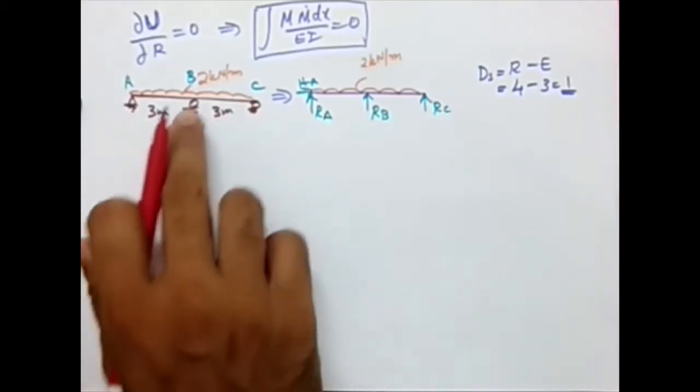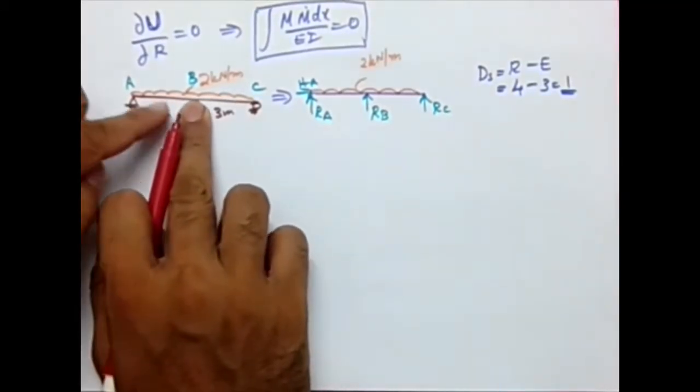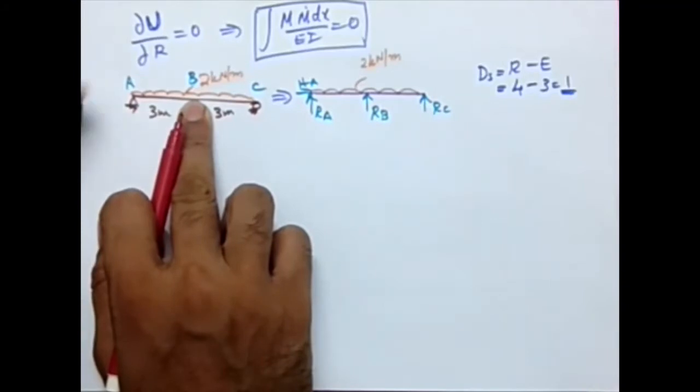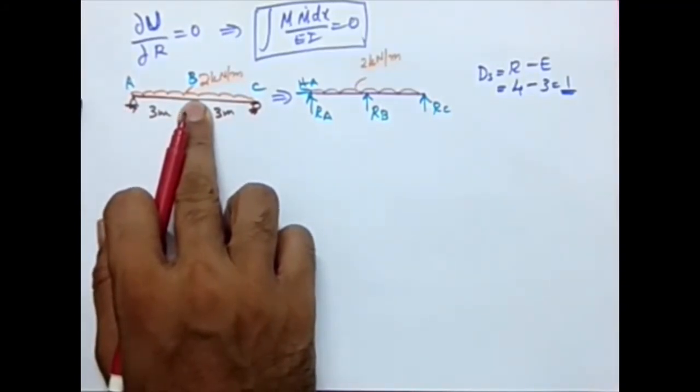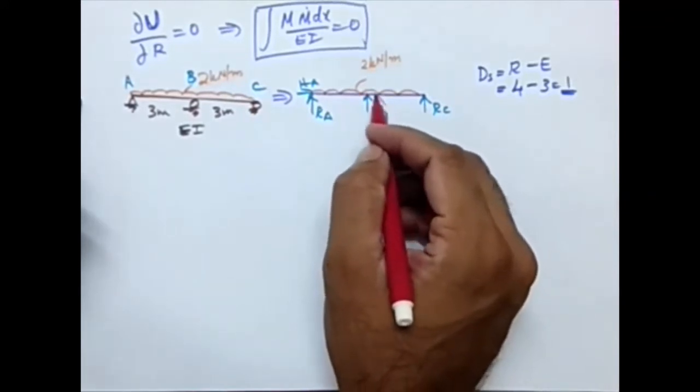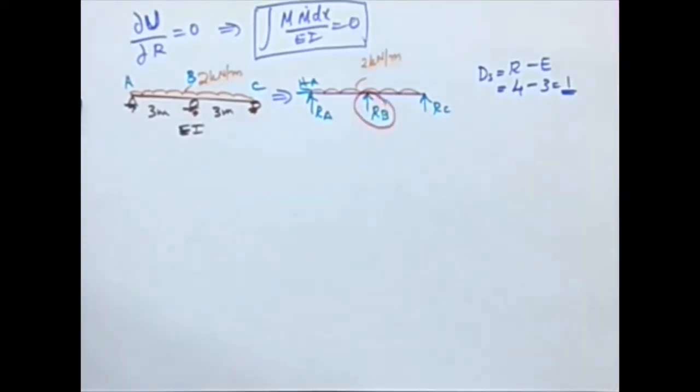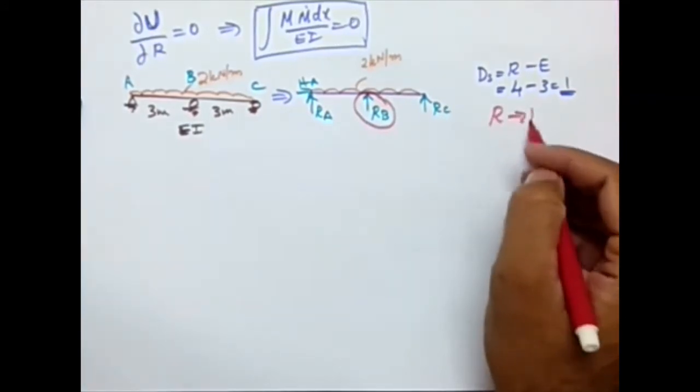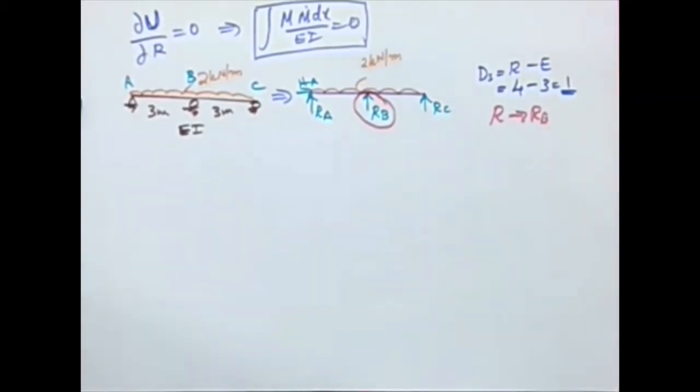We have already seen this. If we remove this particular support, this becomes a simply supported beam, which is a determinate structure. So I'm doing the same. I'm considering R as the redundant in this particular case. Now we will go to the construction of the table and then the final integration, and we'll equate it to 0 to get the value of the redundant.